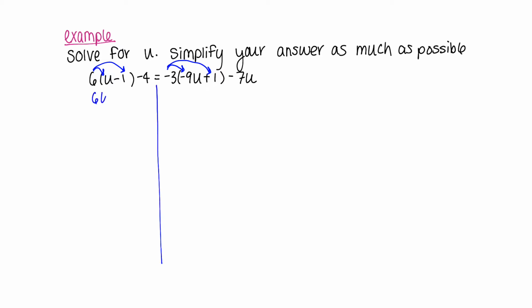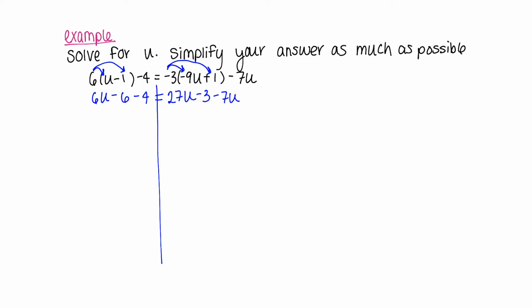6 times u is 6u, minus 6 times 1 is 6, and then the minus 4 from above will come down. Negative 3 times negative 9 will give, well, negative 9 is going to give me positive 27, and then there's also a u on it, so make sure you put the u. And then negative 3 times positive 1 will give me a negative 3, because a negative times a positive is a negative. And the minus 7u from above will come down.